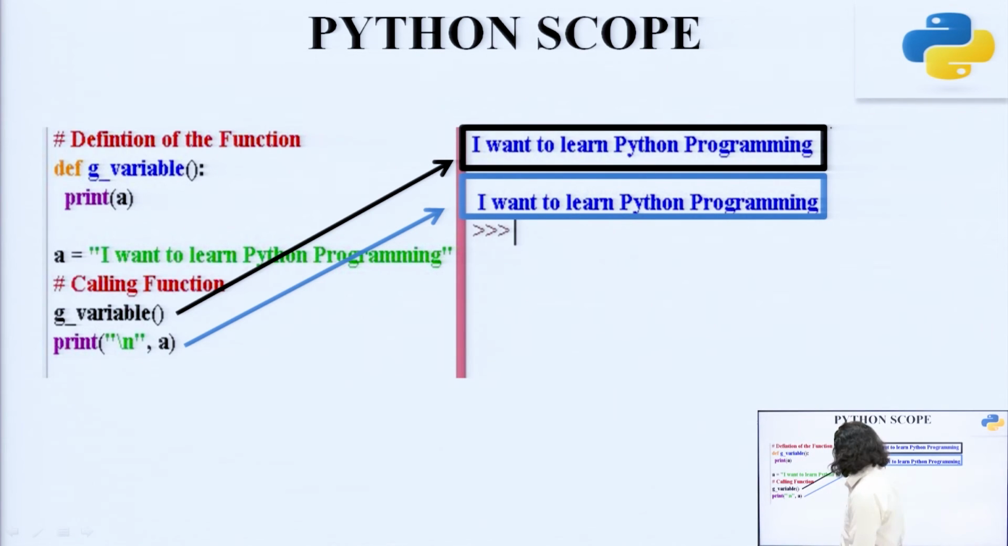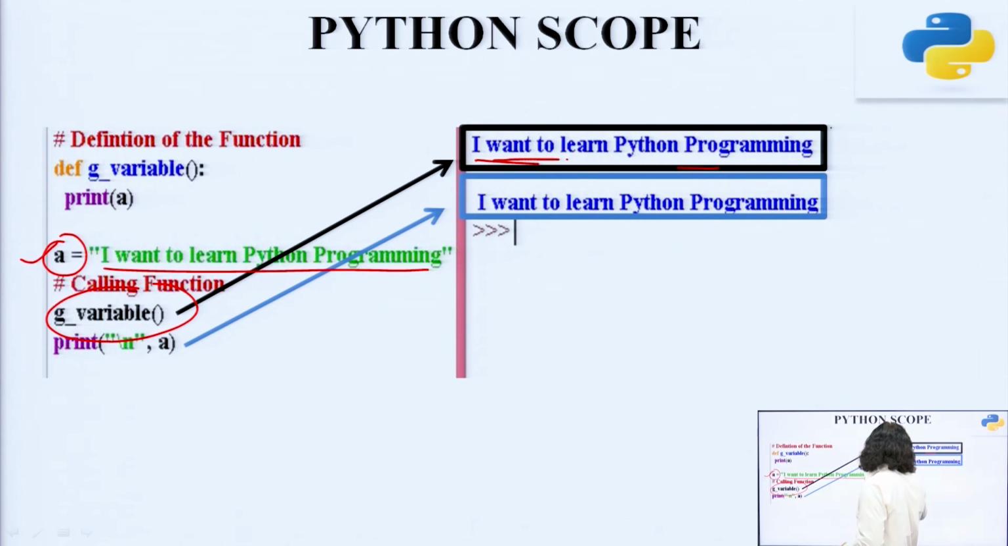You can see that A is a global one, I want to learn Python programming, it is defined in the very first statement and it is totally outside the function. So, here you can see that when you are calling the function, still you can access this variable, and when we are calling this variable outside the function, still we are able to access this variable.